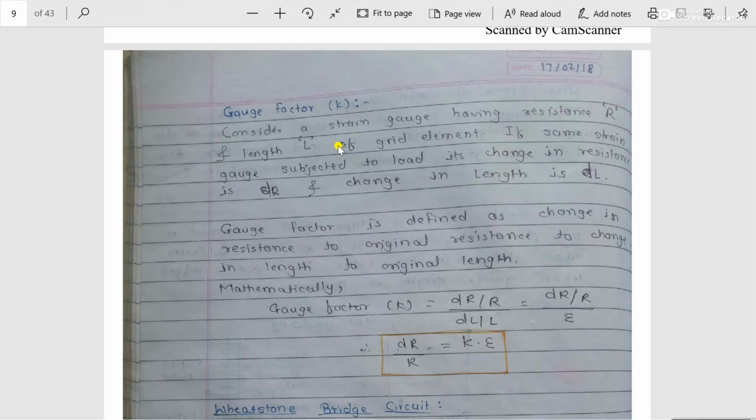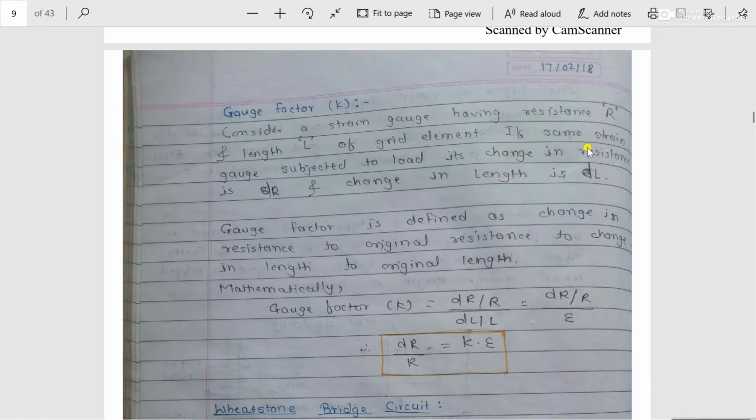For that purpose they have considered one condition. What is that condition? Consider a strain gauge having resistance R and length L of the grid element. Whatever the grid element or the sensitive element is there, for that grid element they have considered two factors, that is R is the resistance and L is the length. So before application of load, or before the strain gauge comes in contact with the loading, R is the original resistance and L is the length of that particular grid element.